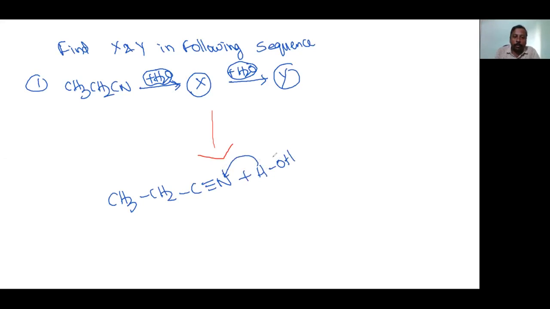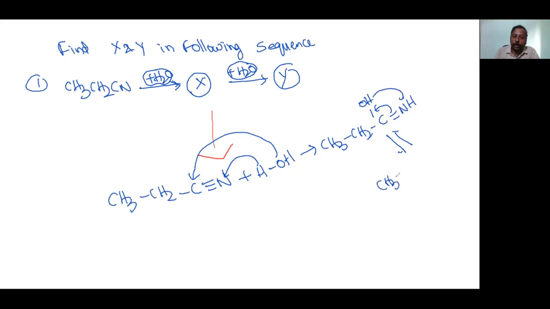So H will go to N, OH will go to C. So then it will be CH3, CH2, C, it will be OH, and it will be double bond NH. Now after that, what mechanism I told you? Tautomerism. This pi bond will go here and hydrogen will come here. So CH3, CH2, C double bond O, NH2. So our X is this one, okay?